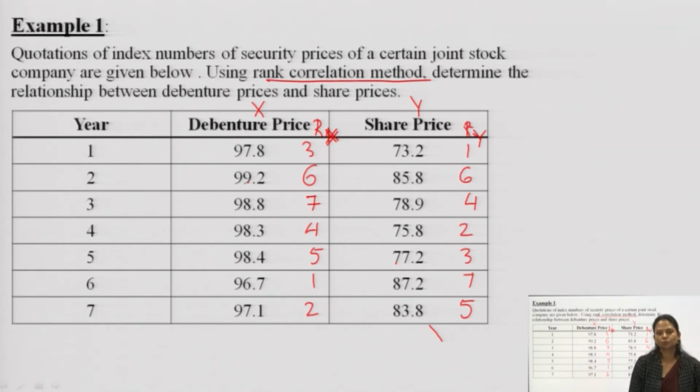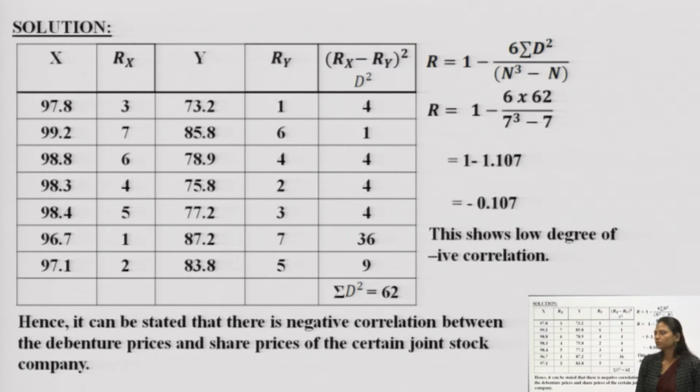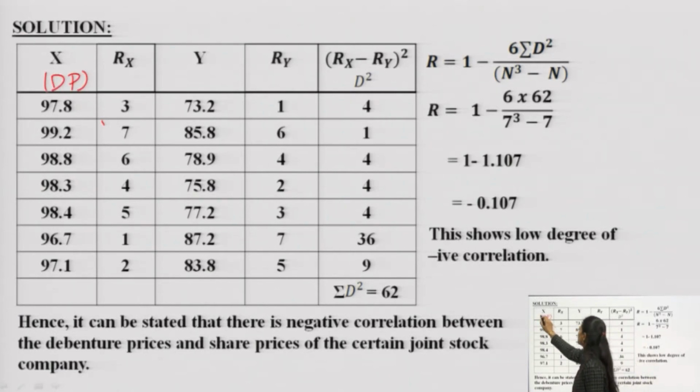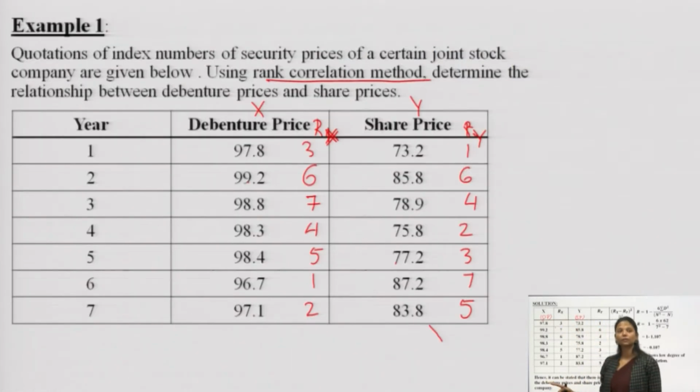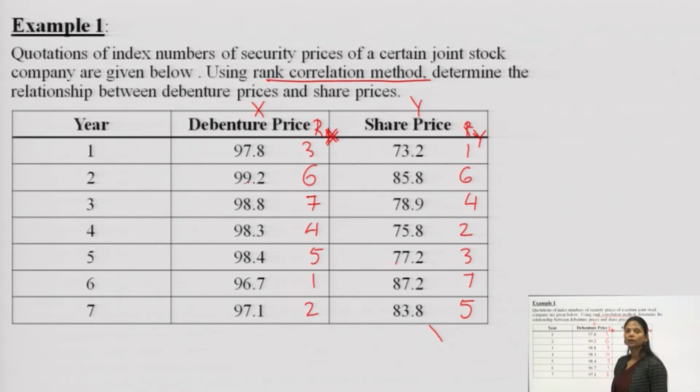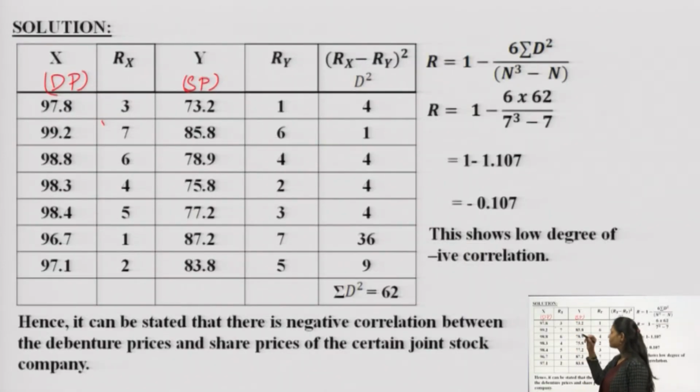So, this is how we are supposed to give ranks when ranks are not given, but follow the same procedure for both the debenture price and the share price, that means both the variables which are given in the question. So, this was, as I have told you, debenture price, and this was share price. This was the rank which was given, which we have just found in the question, that is 3674. In the same manner, 3674. This was the rank which was given, which we have found out, rank x and rank y.